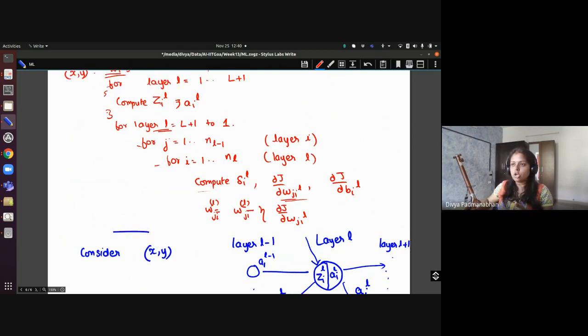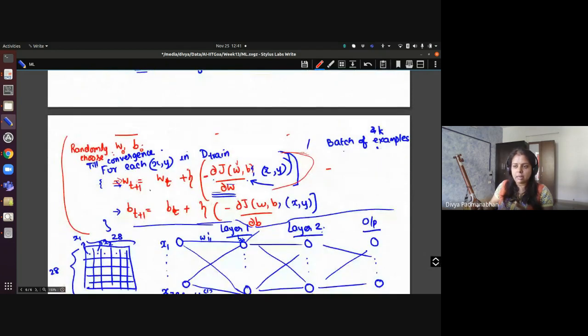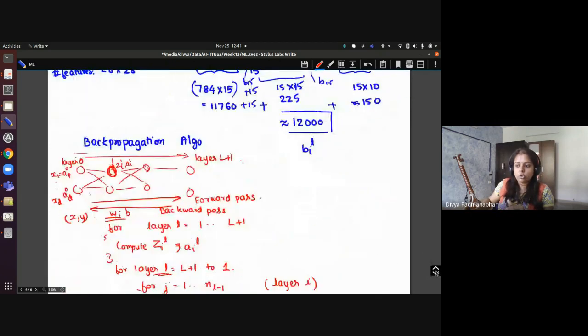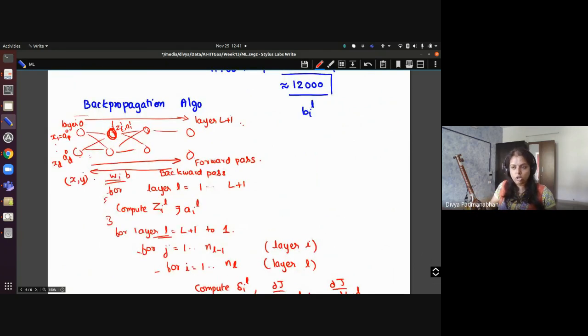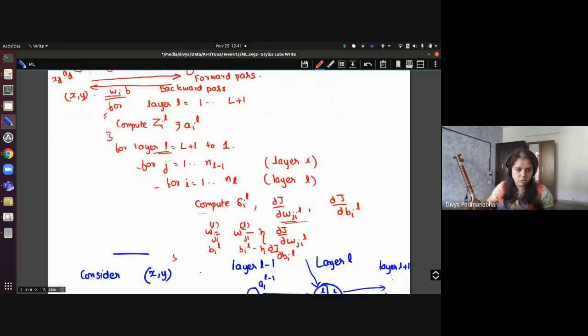Ultimately what you wanted to do was update the entire vector in this manner. Now what you're doing is you're updating one component of this W vector in this manner, and you keep doing this. So BIL also, you do it in this manner: BIL minus eta times dou J by dou BIL. And this you do for the entire network. So you start from the end and you come all the way down, and that's how you update your W's.